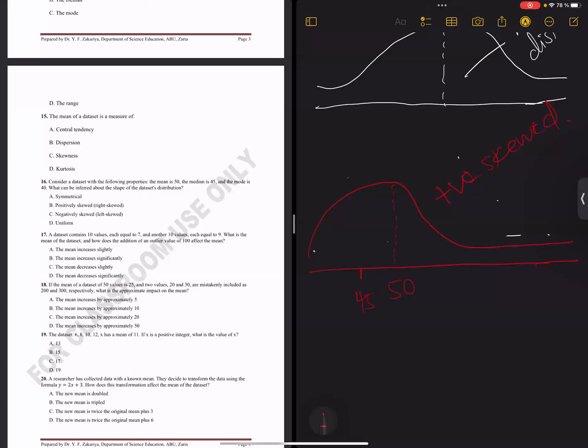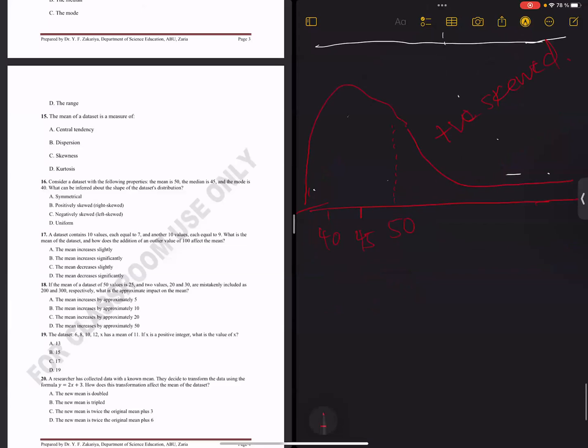And the mode, the one with the highest frequency, you remember that? That's what the mode is. The mode is 40. Let me redraw the distribution because this is not correct. The mode is 40. It means the peak of the distribution is at 40. Do you see this? So the peak is 40. There is no way this distribution is not going to be skewed positively. So this is for positive skew.